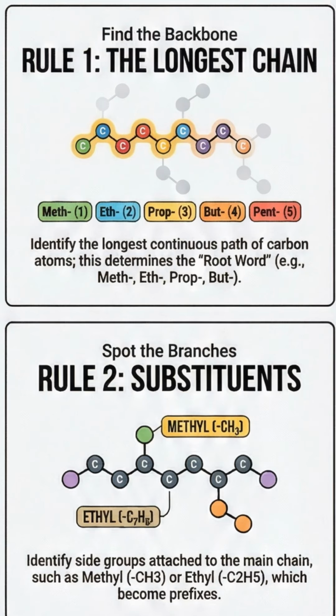Start by identifying the longest continuous chain of carbon atoms in the molecule. This chain is called the parent chain and provides the root word of the name, such as meth-, eth-, prop-, but-, or pen-. The number of carbons in this backbone determines the main framework the rest of the name is built on.